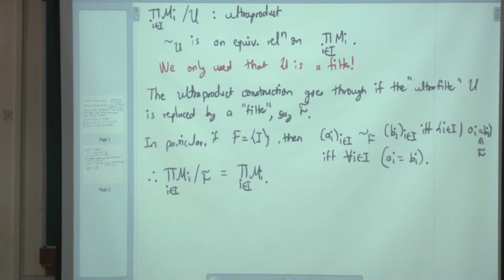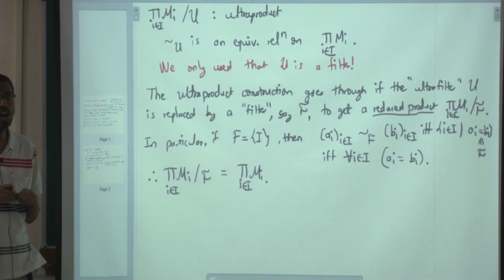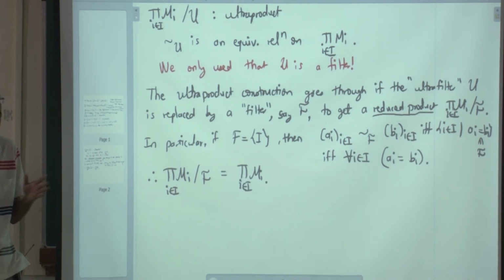Okay. Here I should write the name, to get a reduced product. Yeah, this is the name of that. So this is the product of M_i, i in I, modulo F. So ultra products are generalized to reduced products, and it is not just one reduced product. If you change your filter, you will get another reduced product. And one particular example of a reduced product is just the product.